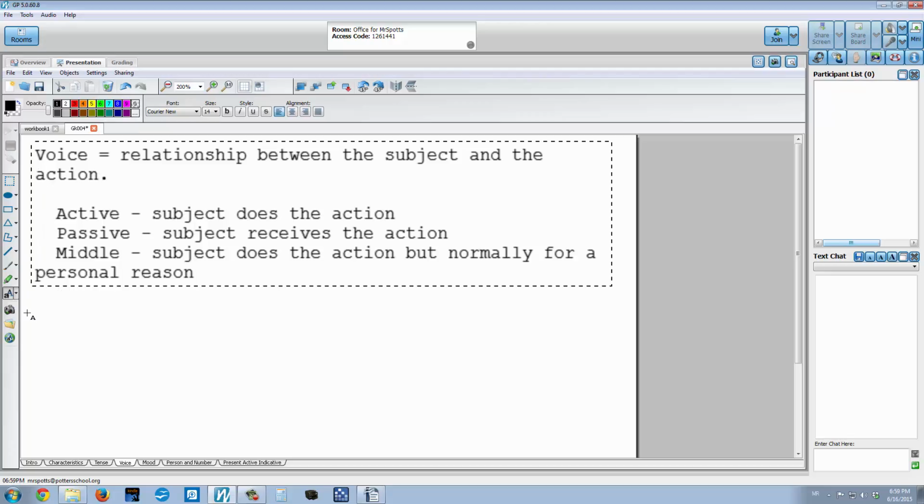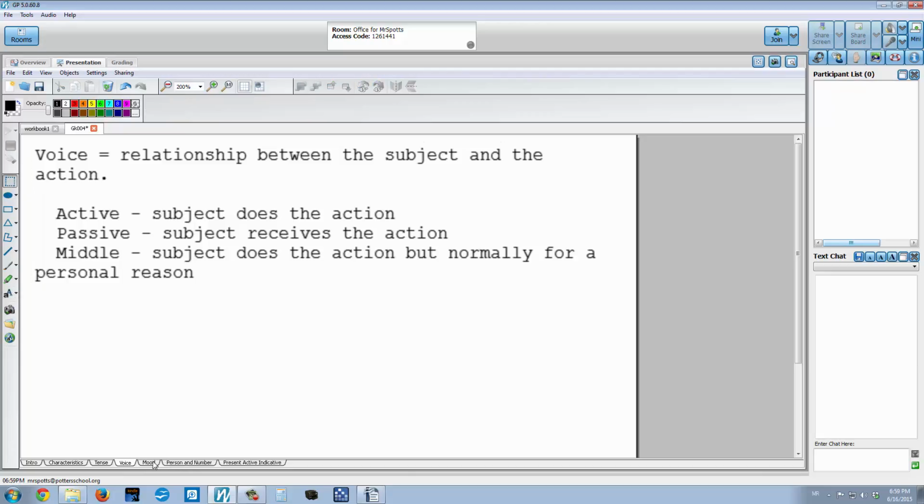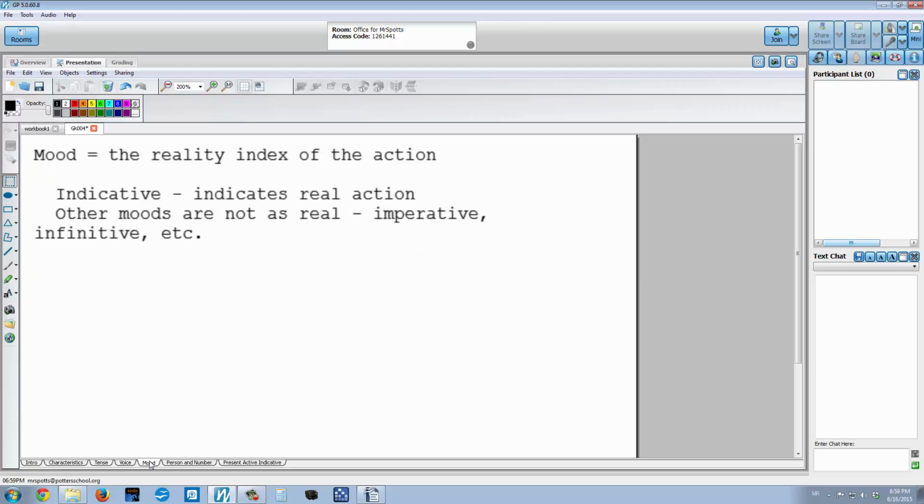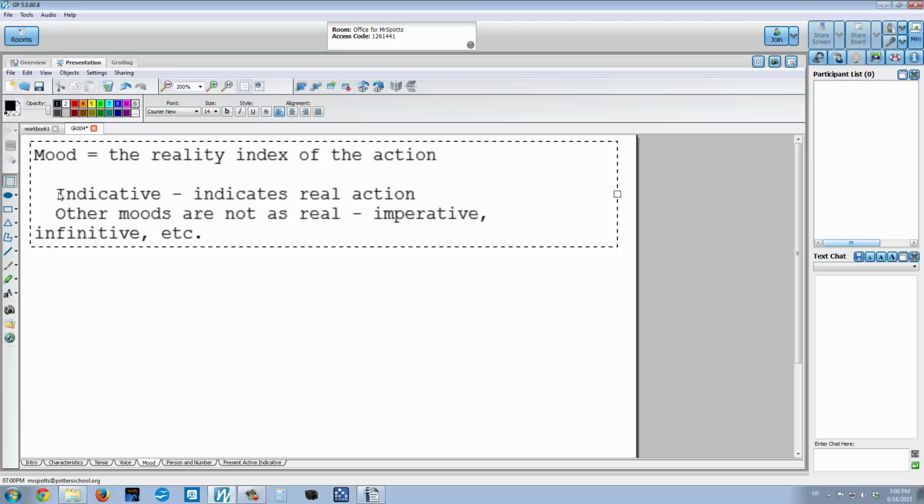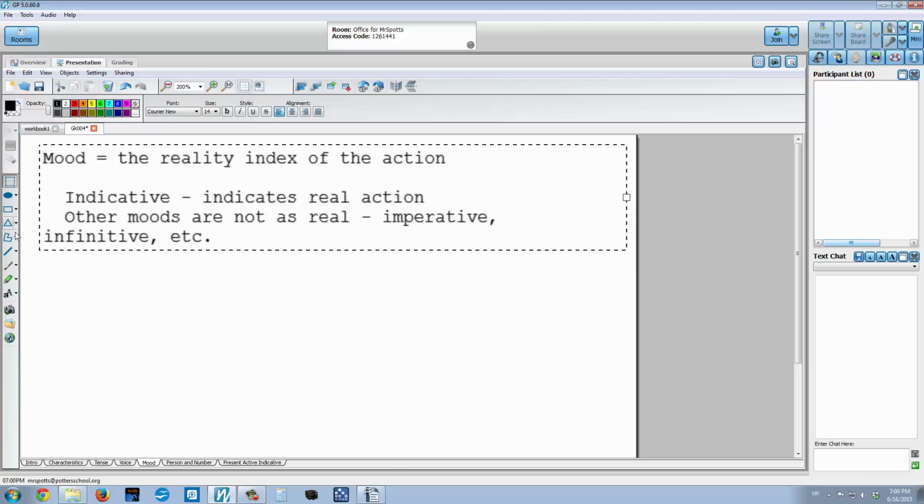Anyway, the active and passive are by far the most common in the Greek New Testament. And right now we're working with the present tense, the active voice, and now we meet mood. Mood is really difficult to describe. Mood, grammatically, is what I might call the reality index of the action. For instance, the indicative mood, what we're studying now, indicates real action.